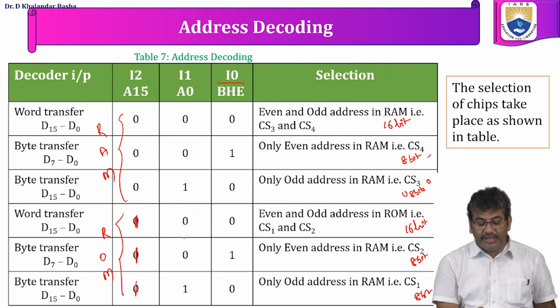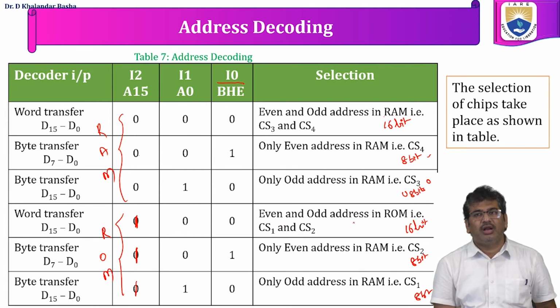If A15 A0 BHE bar is 100, it indicates it is a word transfer, that is from the lines D0 to D15, 16 bits of data corresponding to RAM. So we are going to take 16-bit data from both even and odd address of RAM, which is block 1 and block 2, by enabling chip select 1 and chip select 2.